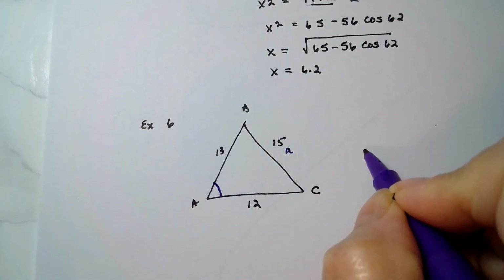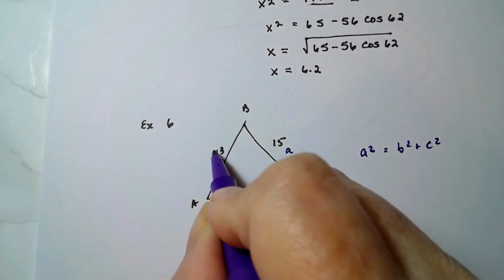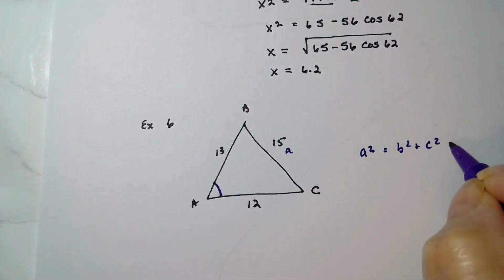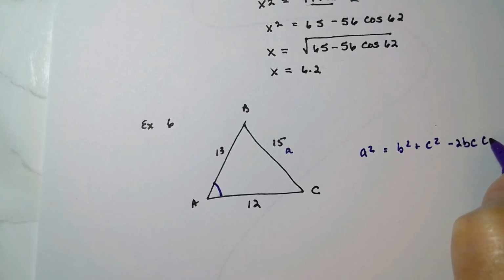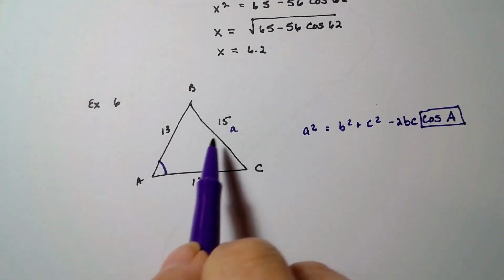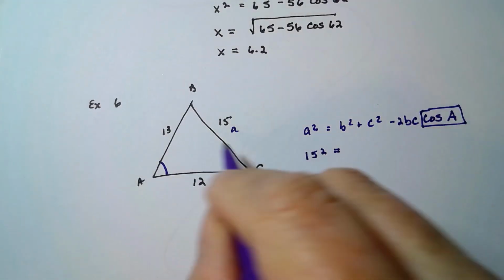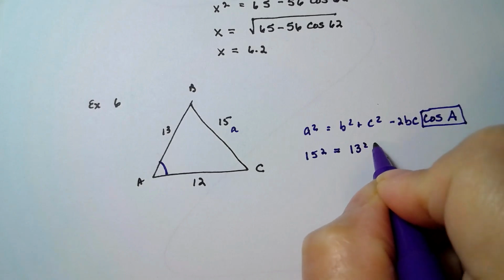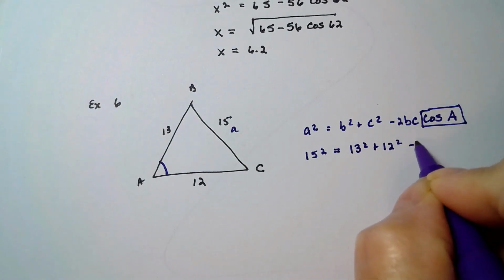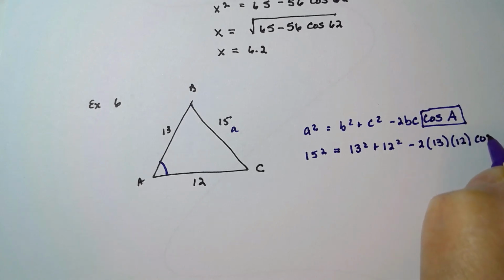Right? So I can think of it as A squared is equal to B squared plus C squared. It doesn't matter which one of those sides you call B or C, minus 2BC cosine of A. This is something I don't know what it is. I'm trying to find it. Okay, let's plug in. A is 15, so that's 15 squared is equal to 13 squared plus 12 squared minus 2 times 13 times 12 times the cosine of A.